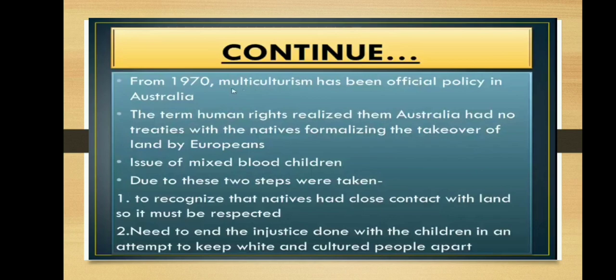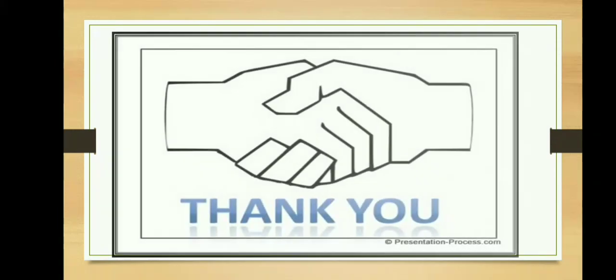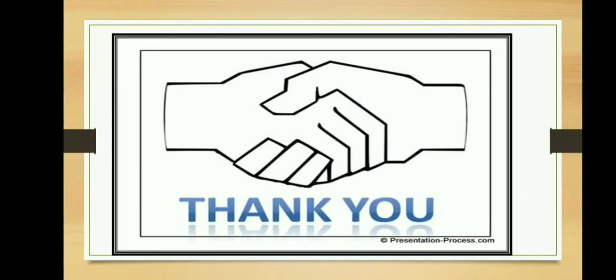There was also a need to end the injustice done to mixed blood children in an attempt to keep white and cultured people apart. That means if a mixed blood child belongs on one side to the Australian natives, that child is able to have a share of property and own land in Australia. So, by this, we can say that changes started to come in the lives of the native Australians and they also started enjoying some human rights.